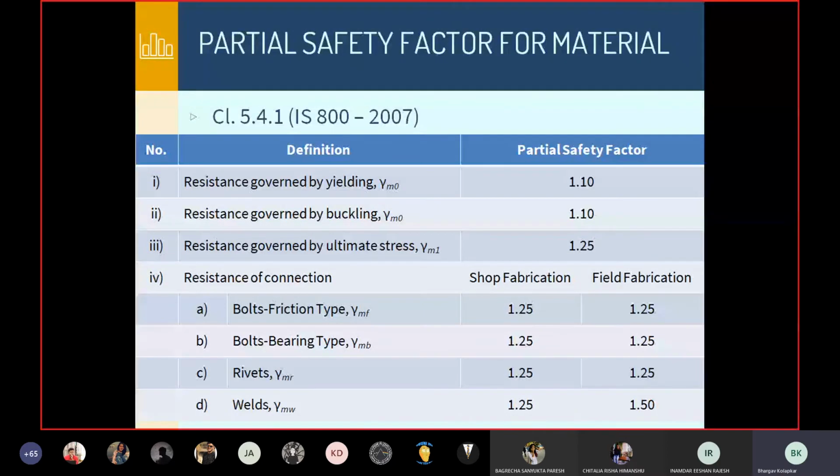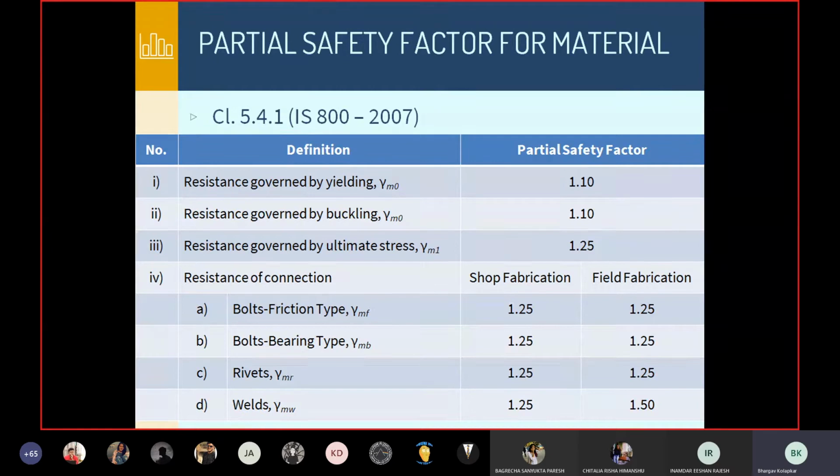Now let us look at what these safety factors are. These are partial safety factors for material, meaning we are going to divide our strength by the numbers that you see on the right. The numbers are different for different types of failure. The failure which is governed by yielding has a partial safety factor of 1.1. The failure which is governed by buckling has a partial safety factor of 1.1. The failure which is governed by ultimate stress has a partial safety factor of 1.25. The reason why we have different numbers, my objective here is not to remember these numbers. The objective is to understand what these numbers signify.